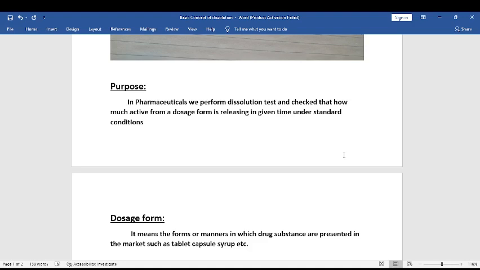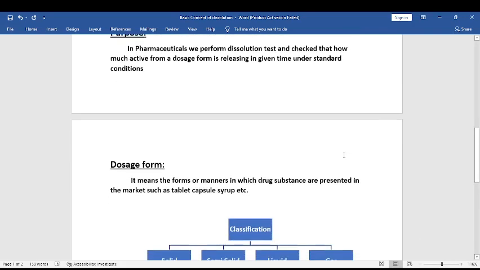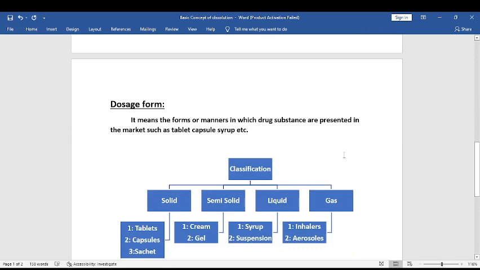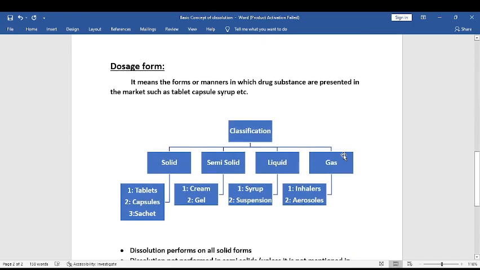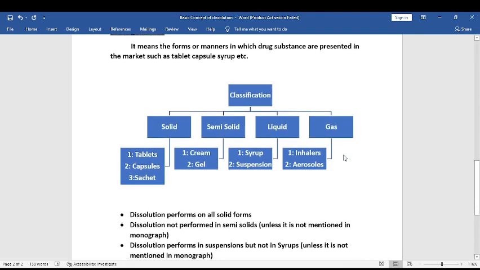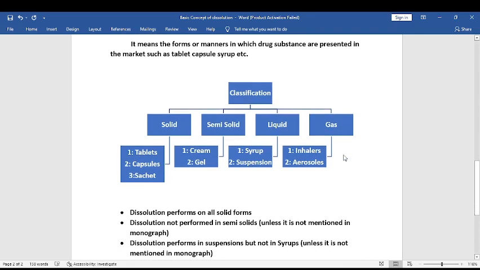To study it further, we need to understand some terms related to this topic, of which the most important is dosage form. What is dosage form? It means the form or manner in which drug substances are presented in the market, such as tablets, capsules, syrups, etc. Here is the chart through which you can understand it easily.